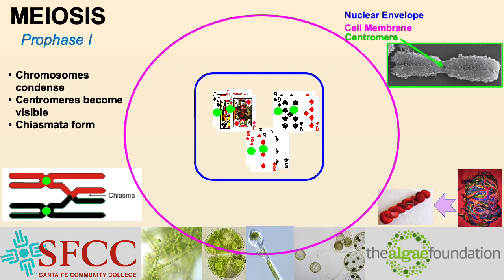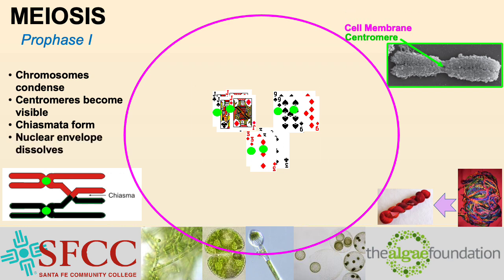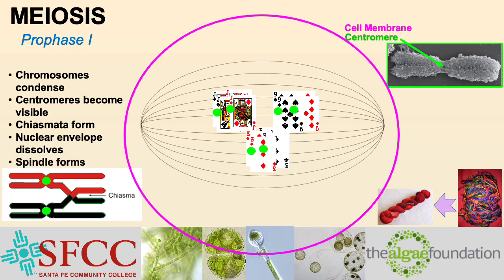It's completely random where the chiasma form between the chromatids. In every meiosis, every crossover is random. This is the first step in creating genetic diversity in meiosis. And then, like in mitosis, the nuclear envelope dissolves in some species of algae, and then the spindle forms.